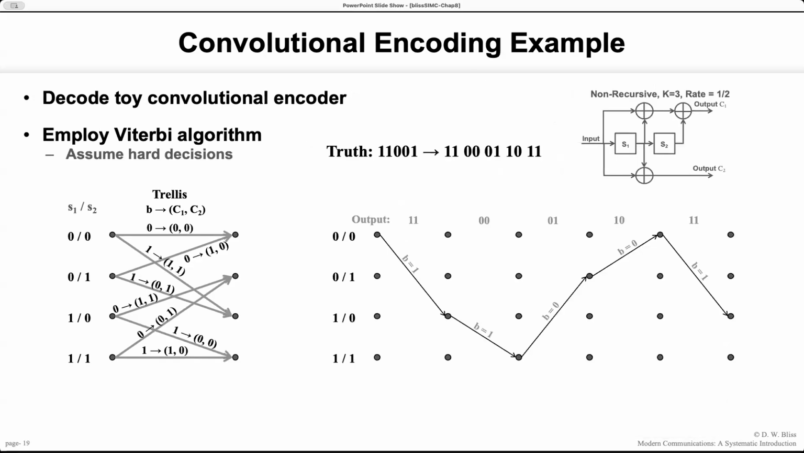All right. So let's actually unwrap this trellis, and put trellis next to trellis, next to trellis, next to trellis. And let's do this for a sequence of bits 1, 1, 0, 0, 1 as our input.